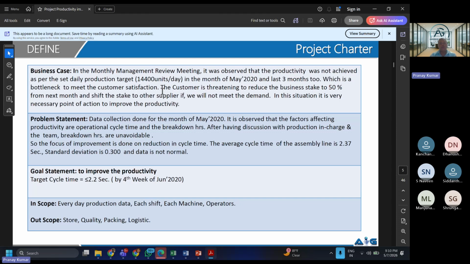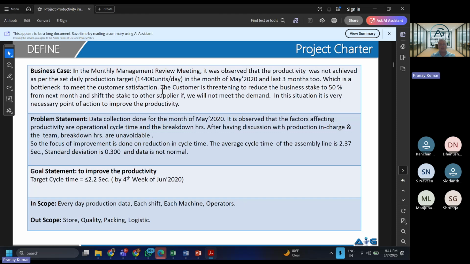Data collection done for the month of this, it is observed then factors affecting productivity are operational cycle time and breakdown hours. After having discussion with production in charge and the team, breakdown hours are unavoidable. So we will focus on improvements on reduction of cycle time. The average cycle time in the assembly line is 2.37. Standard deviation is this. Data is non-normal.